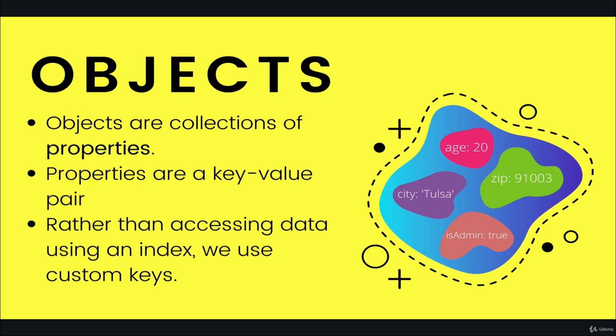There are restrictions, we'll talk about that, but we can store things like age is 20, city is Tulsa, zip is 91003, is admin is true or false, favorite color is purple. Whatever these pieces of information are, key value pairs, we put them in an object, and then we can access them back out using a custom key, whatever we store them under.